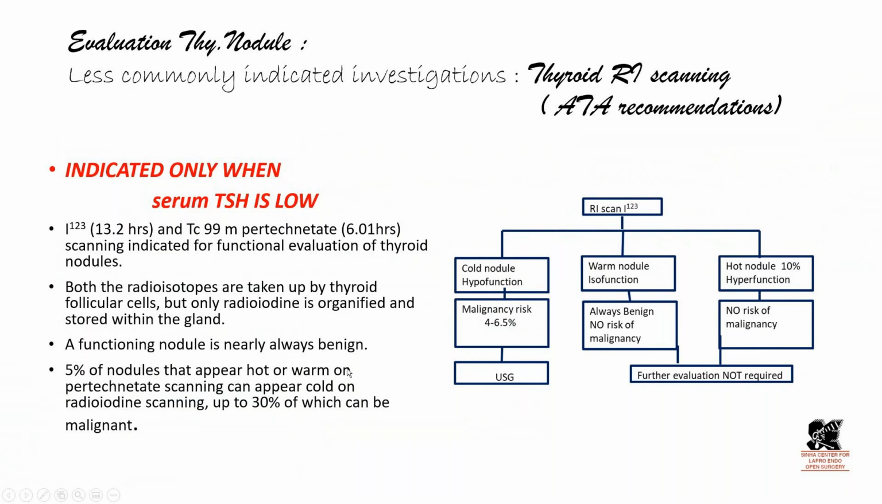So what do you do? You found that the serum TSH was low, and you do the radionuclide scanning, and now you interpret. So what should I do now? With a cold nodule, the chance of malignancy is 4 to 6.5%. The next investigation is immediately an ultrasound scan.